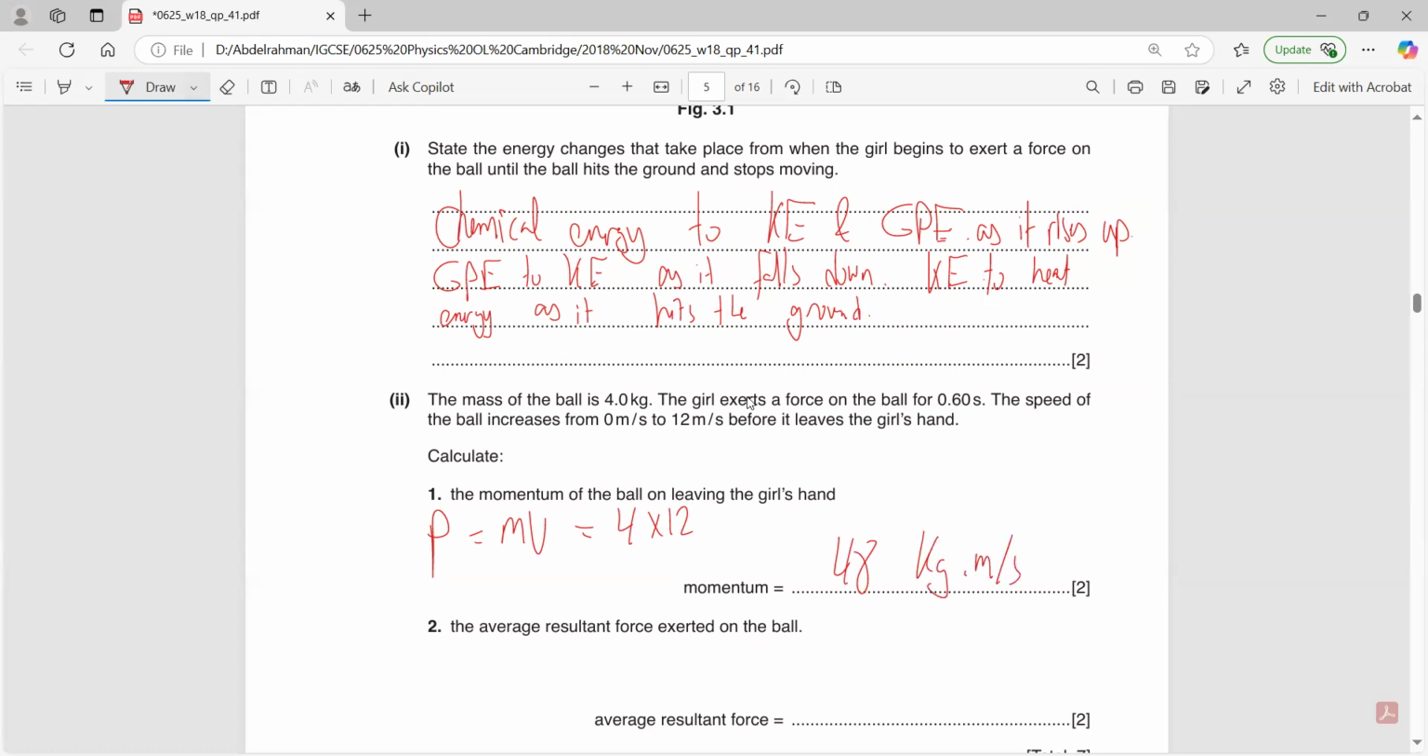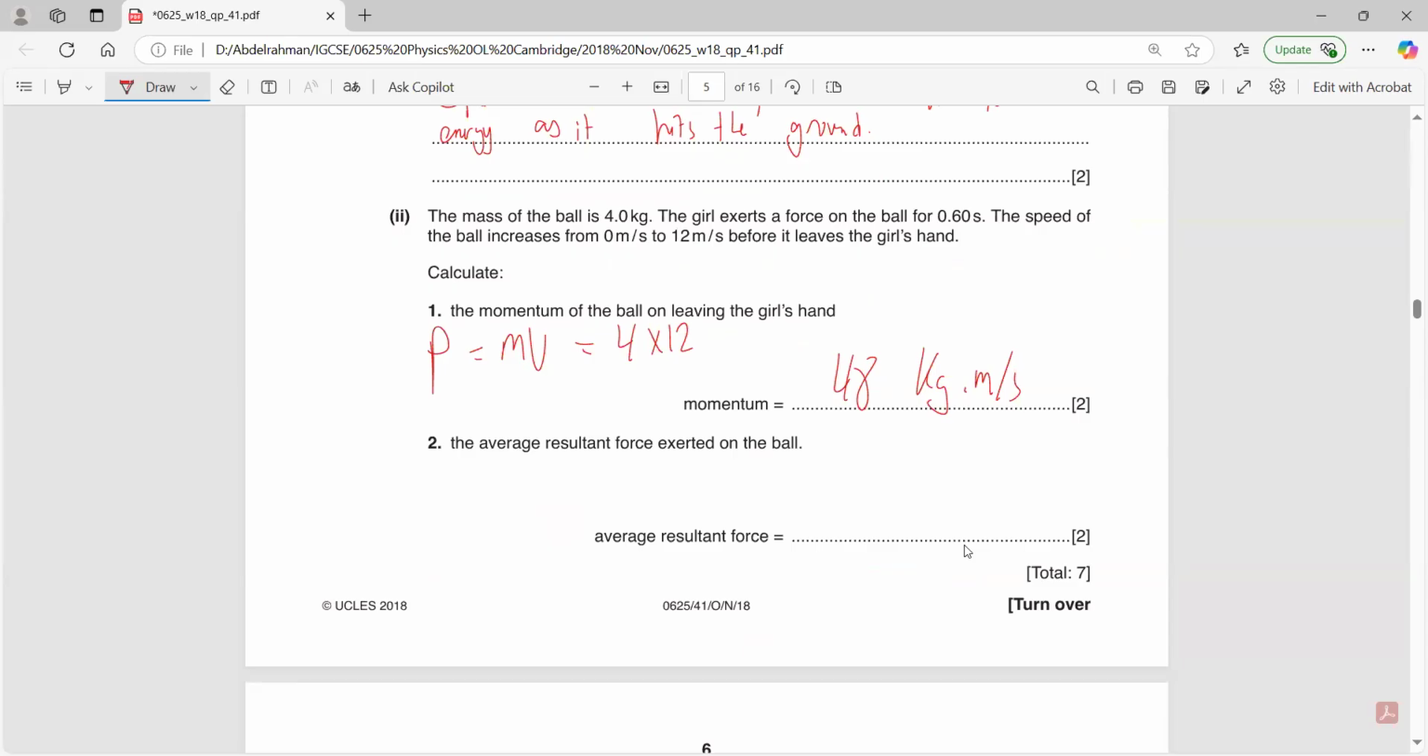The average resultant force exerted on the ball, you can find it either using force equals ma or using the impulse equation. What's the impulse equation? Force times time equals mv minus mu. Since the ball was initially at rest, you can cancel out mu. So force equals mv over t, which is 4 times 12, 48, over t, which is 0.6. So the total force would be 80 newtons.